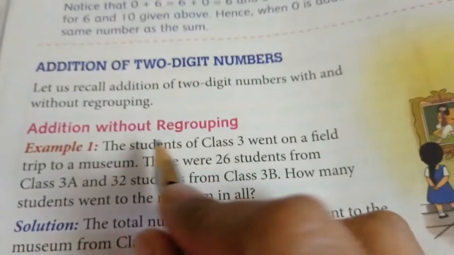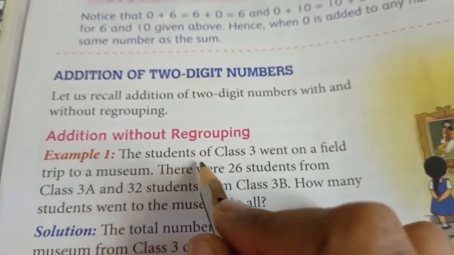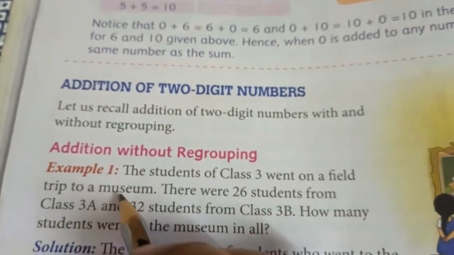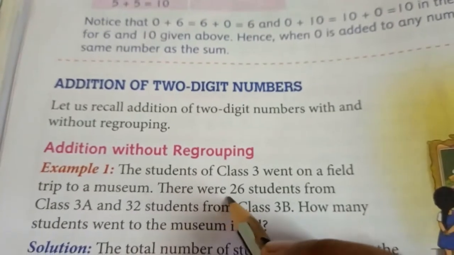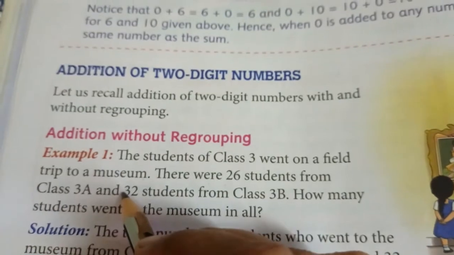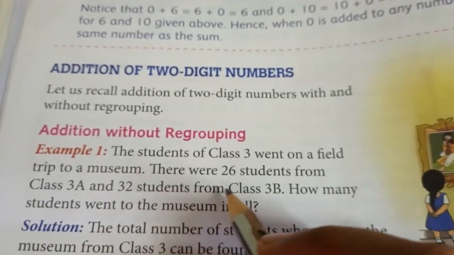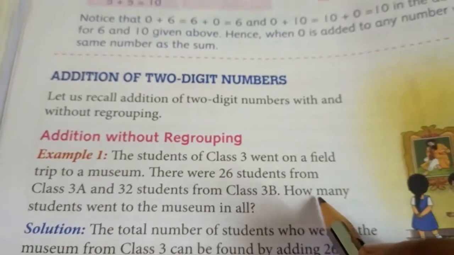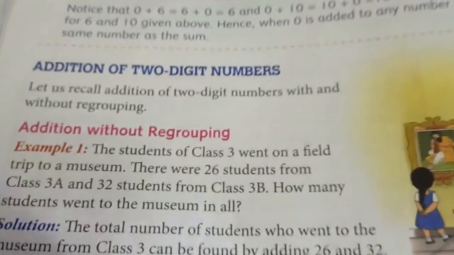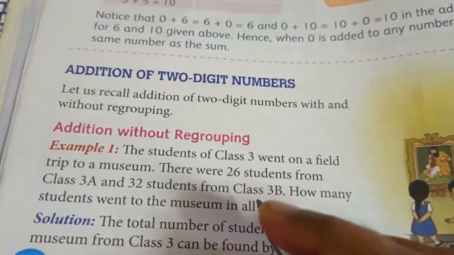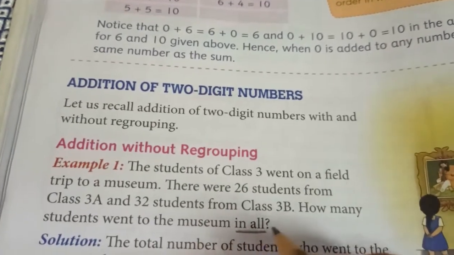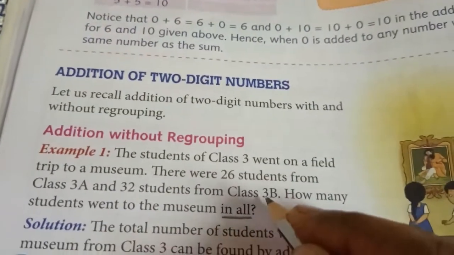Okay children, and now look at this word problem. The students of class 3 went on a field trip to a museum. There were 26 students from class 3A and 32 students from class 3B. How many students went to the museum in all? So here the keyword is "in all". That means it is an addition keyword. You want to add the numbers.